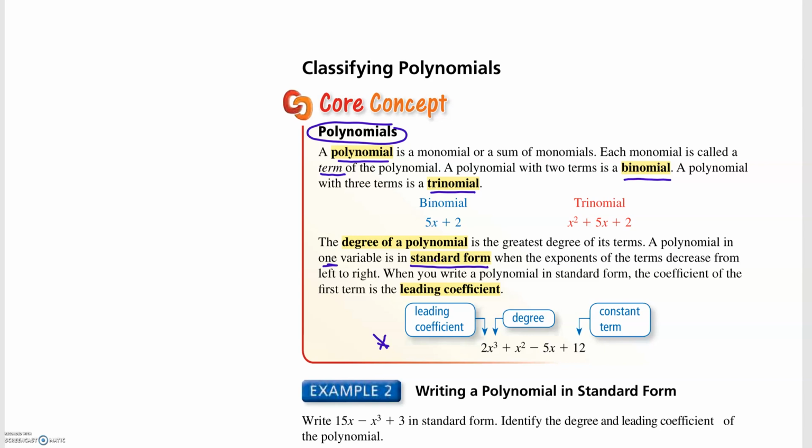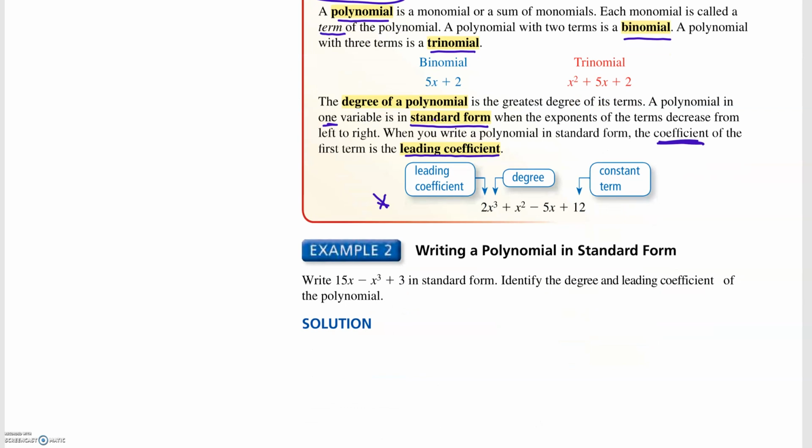When we write a polynomial in standard form, the leading coefficient is the number multiplying. We should understand that term, coefficient, that vocabulary. Coefficient is the number that multiplies with the variable part. So leading coefficient is 2. We have a coefficient of 1 here, but that's not the leading, because the leading coefficient is the coefficient of that first term when it is in standard form. Okay, and then the constant term is the term that doesn't involve a variable. So lots of vocabulary in this section.